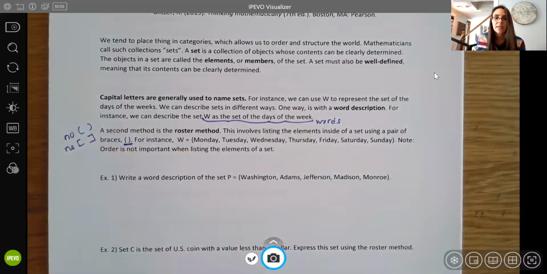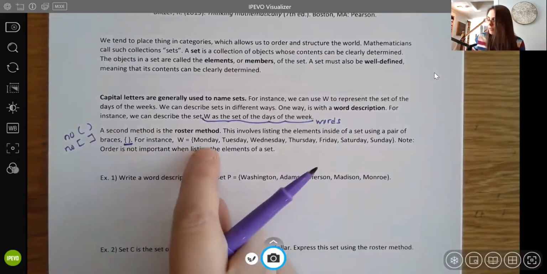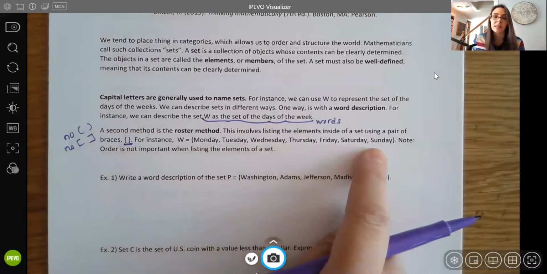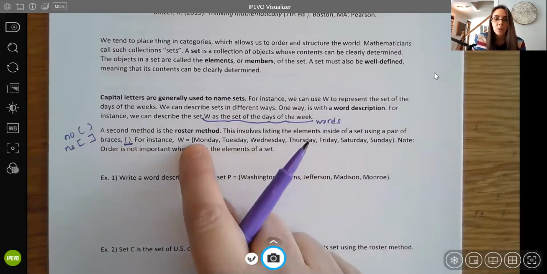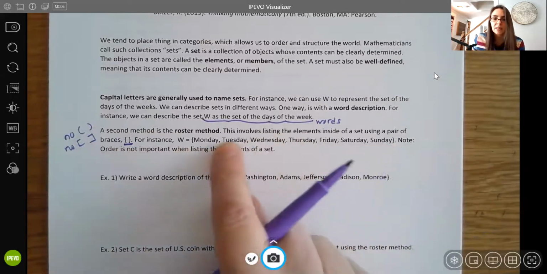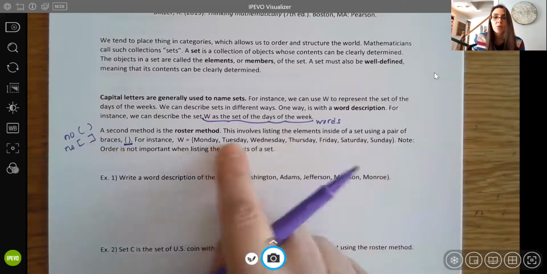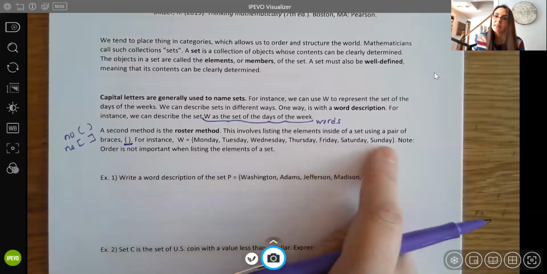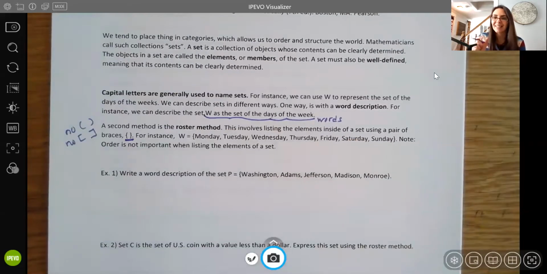So if W is the days of the week, we can represent W as Monday, Tuesday, Wednesday, Thursday, Friday, Saturday, Sunday. Notice again, we use those squiggly braces at the start and the finish of the set to show what is contained. And I do not put extra words in there. So don't put the word and, like Saturday and Sunday, because then you're saying the word and is part of the set. And is not a day of the week. So we only put exactly what is in the set. And we can use commas to distinguish the different elements or members.